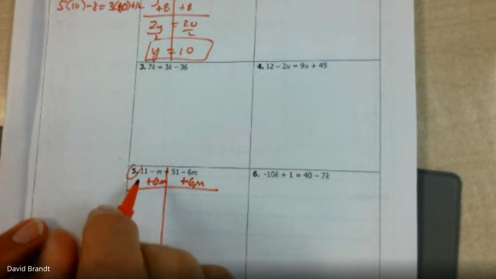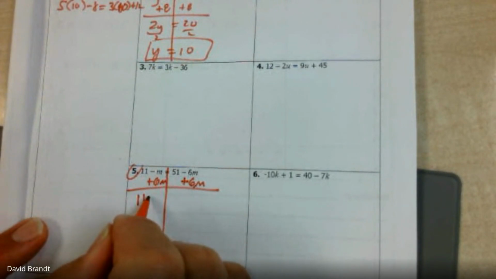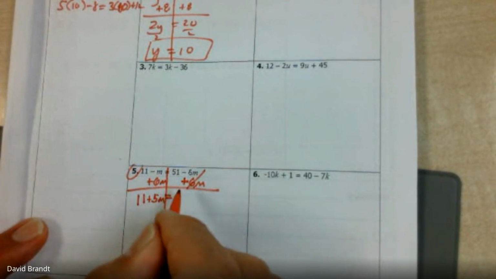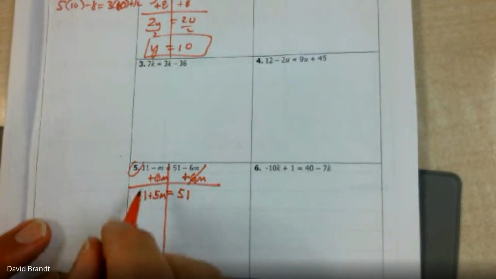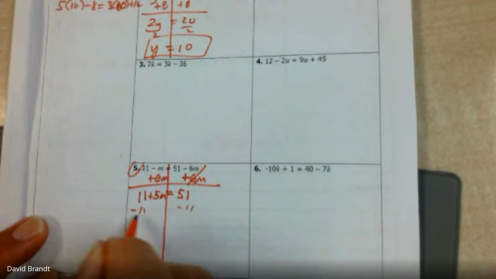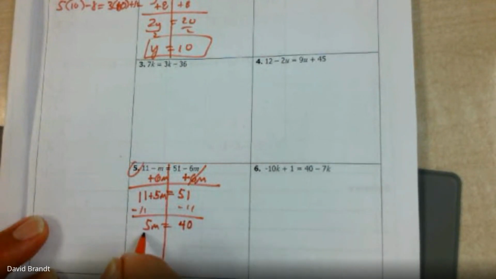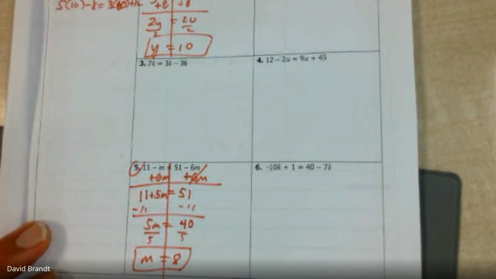Let's combine. Let's go straight down. Bring down the 11. A negative 1m plus 6m is plus 5m. Bring down your equals. Those cancel, and I get a 51. Now it's a two-step equation. You should be automatic. Subtract 11. Bring down your 5m. 51 minus 11 is 40. Then divide by 5. You get 8. All right. So that's the 2 on that side.